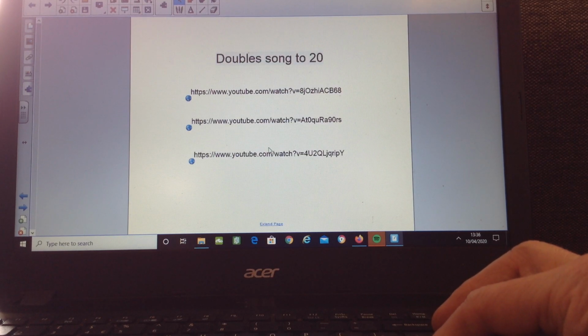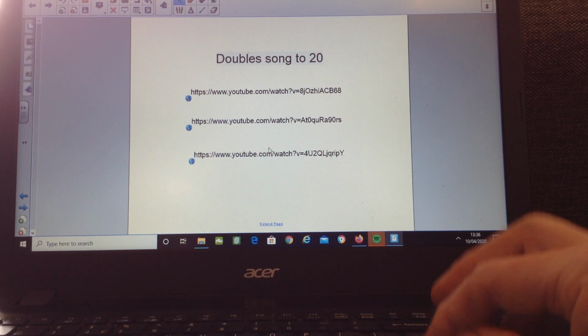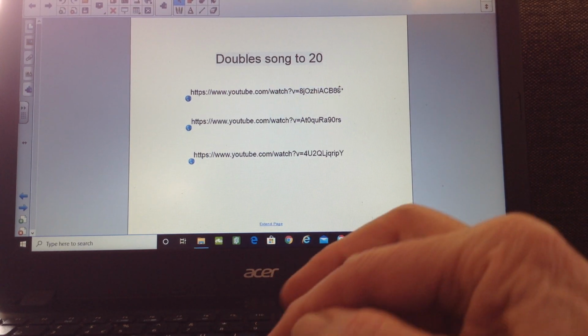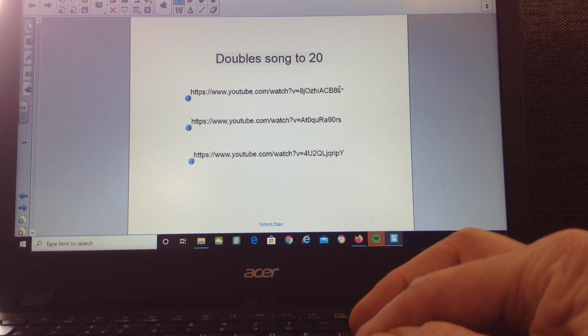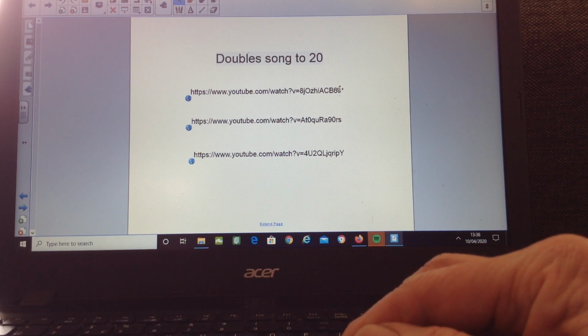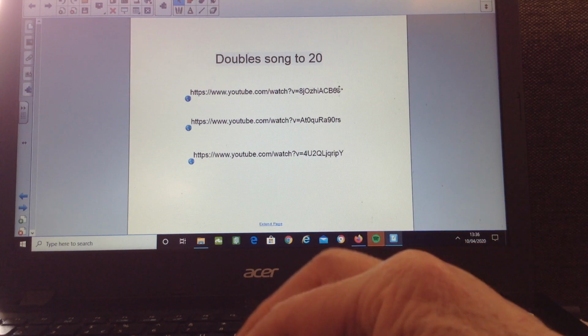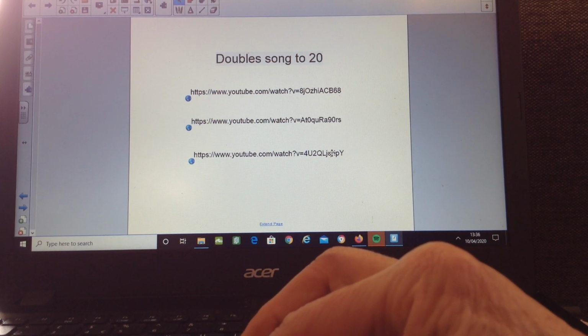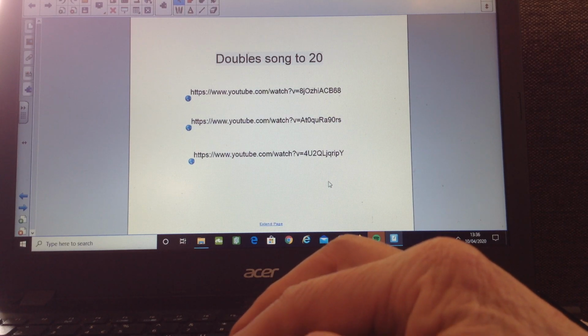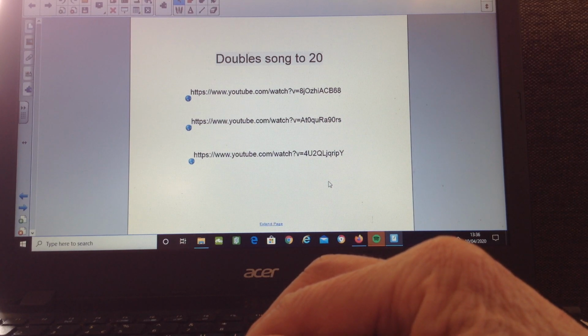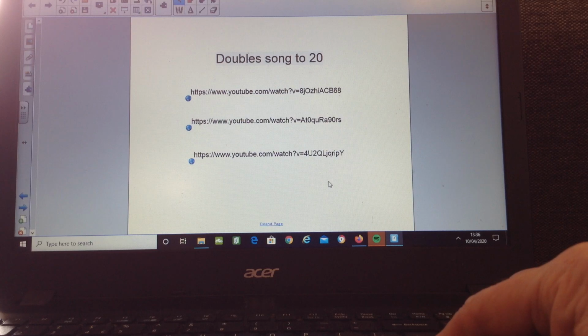So the first thing to do is to do a double song. The first double song up at the top is our doubles rap, and that's the one that really helps you learn your doubles off by heart and make sure that you know them really quickly. The other two, we've had them before at school. They're fun, they really show you what doubles are. So you have a go at one of those. When you're ready, we'll carry on.